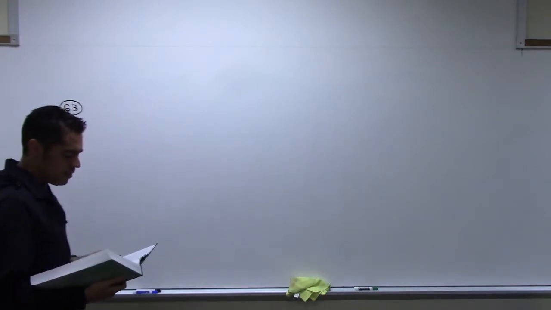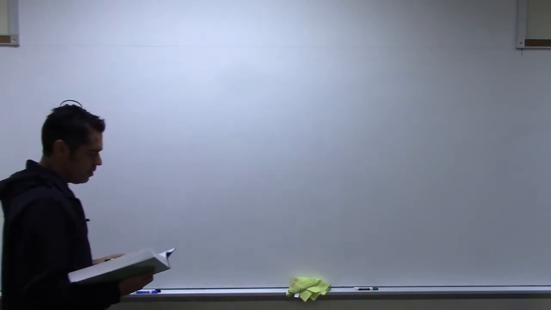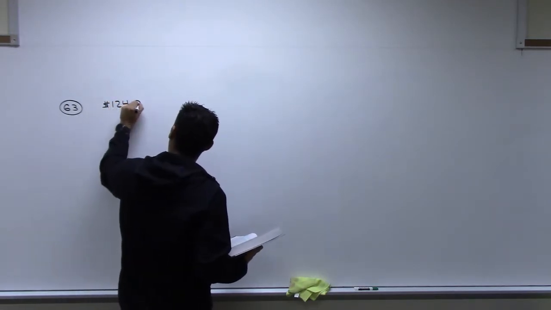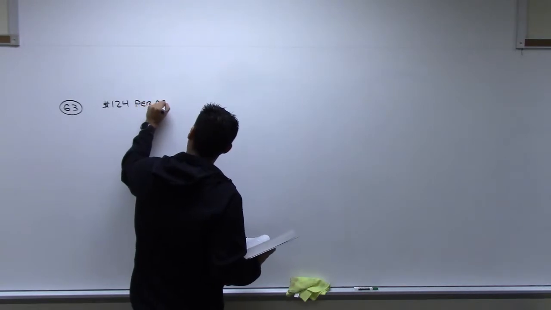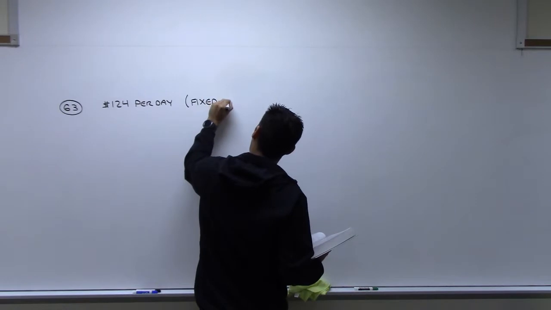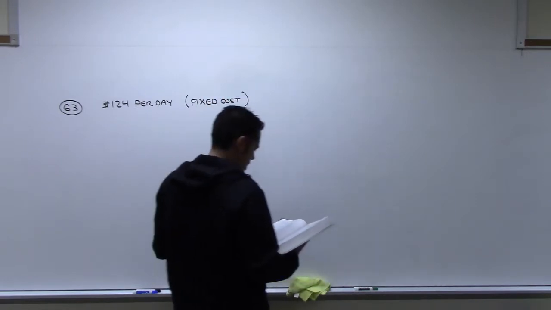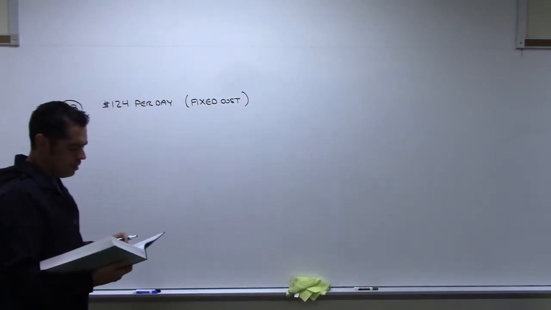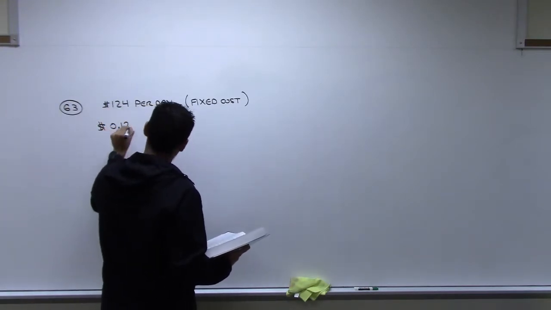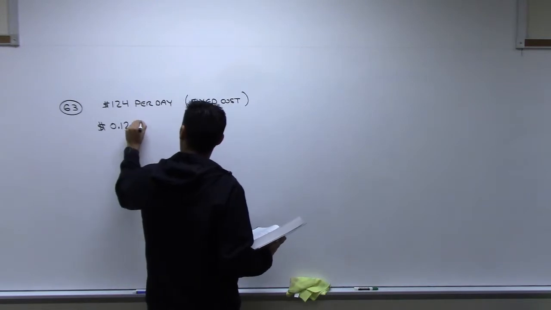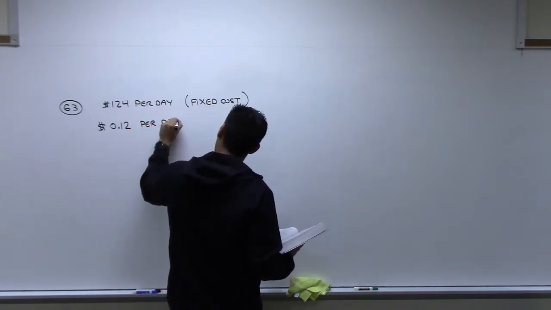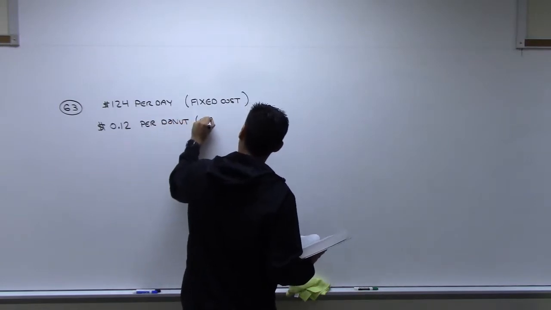It says a donut shop has a fixed cost of $124 per day. I'm just going to write that down, $124 per day. And this is your fixed cost. And then it has a variable cost of $0.12, which is the same as 12 cents per donut. All right. This is your variable cost.